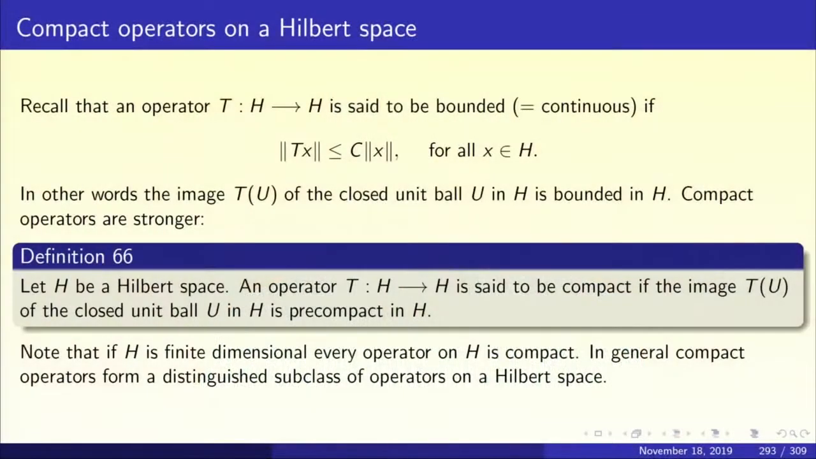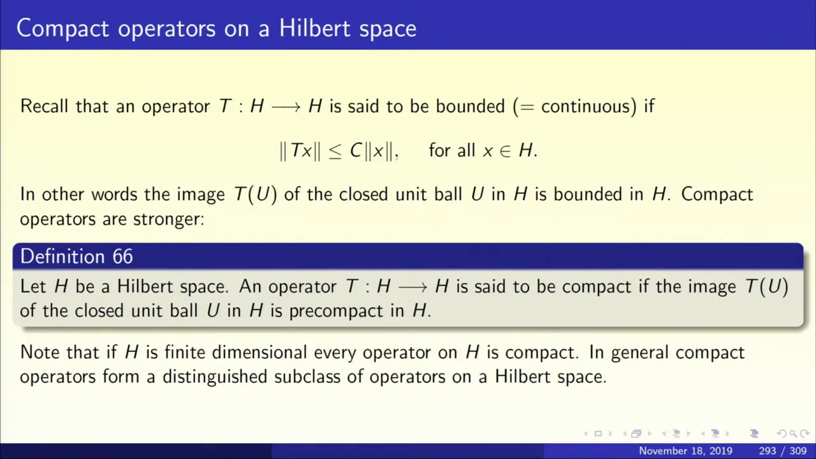So now we will go to the relevant definitions. Recall that an operator T from H to H is said to be bounded or continuous, the two words mean the same thing, if norm Tx is less than or equal to C times norm of x for all x belonging to H, where C is a constant.